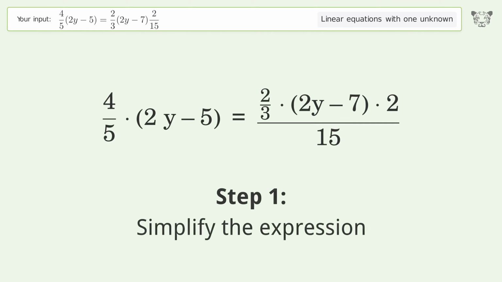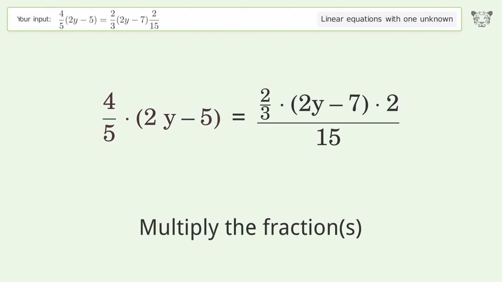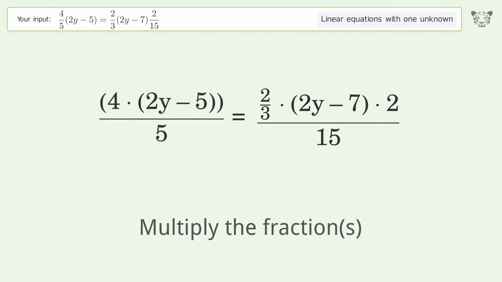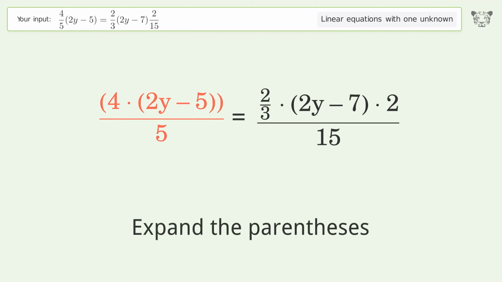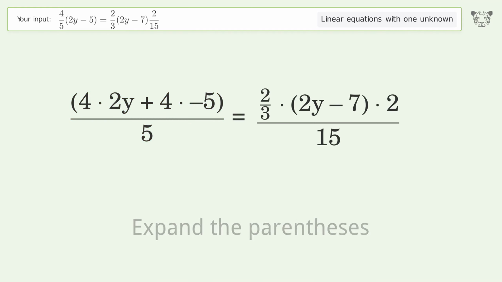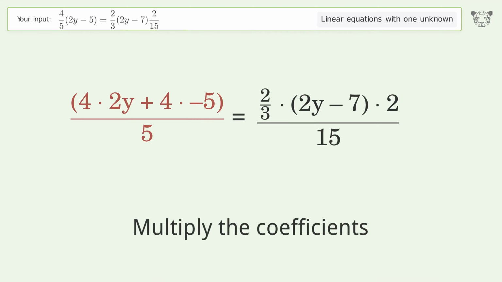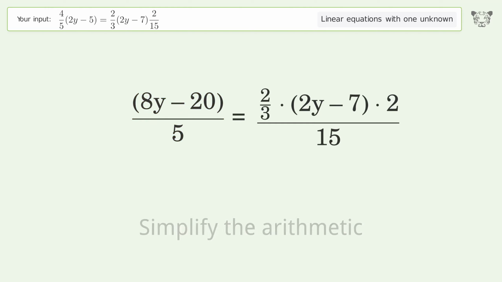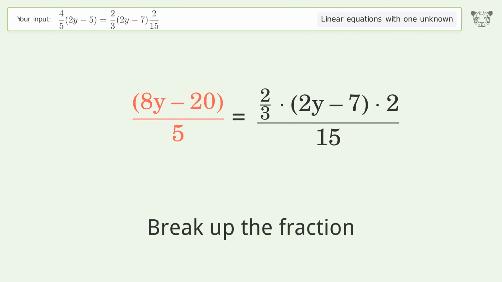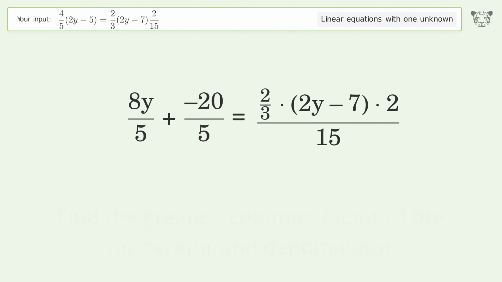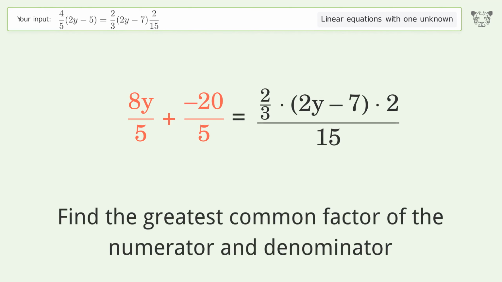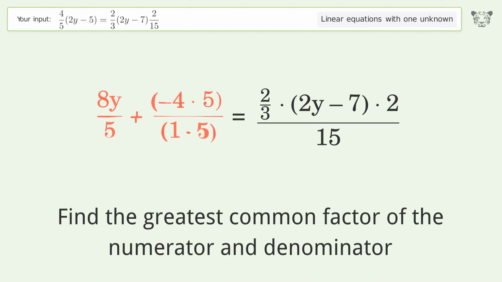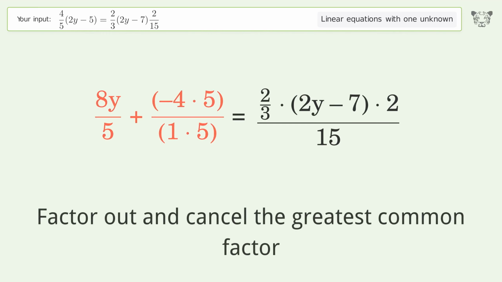Simplify the expression. Multiply the fractions. Expand the parentheses. Multiply the coefficients. Simplify the arithmetic. Break up the fraction. Find the greatest common factor of the numerator and denominator. Factor out and cancel the greatest common factor.